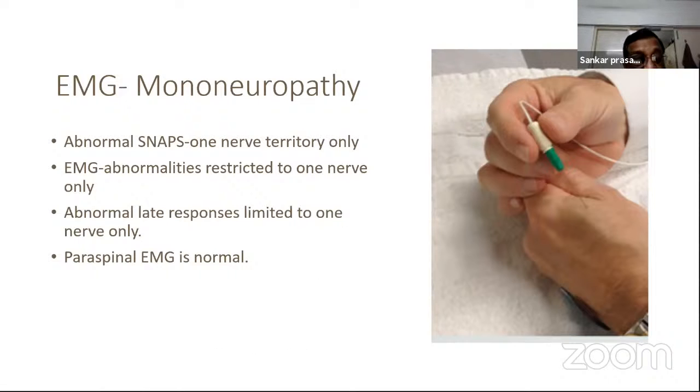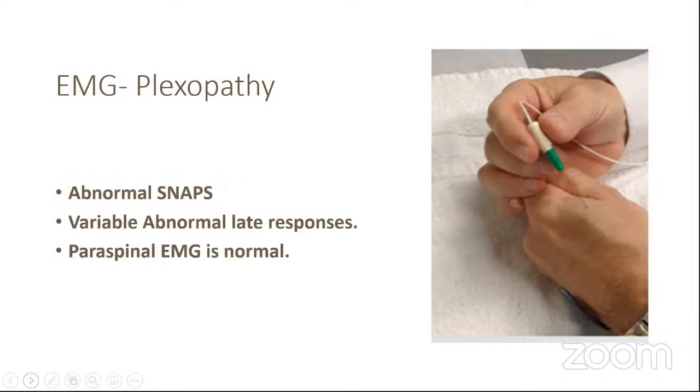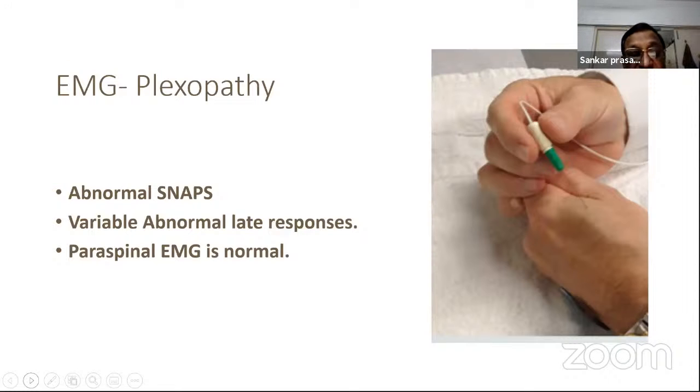And after mononeuropathy, we'll go on to the second phase. Abnormal SNAPs in plexopathy, because this is distal to the dorsal root ganglion. Plexopathies are always distal. Abnormal late responses. Paraspinal EMG is normal here. So that dorsal root ganglion is a post-ganglionic lesion. Plexopathies are always post-ganglionic lesions.